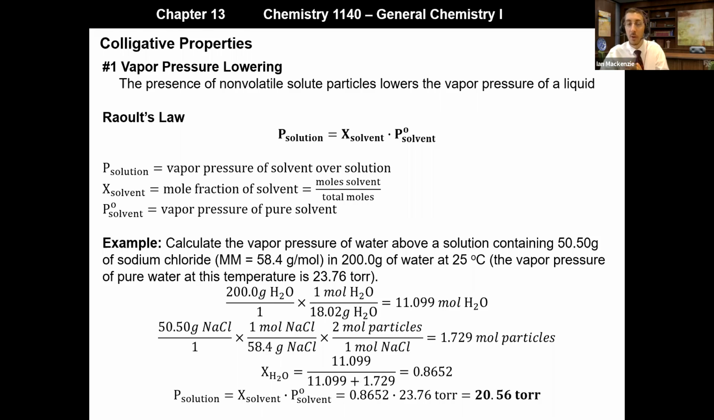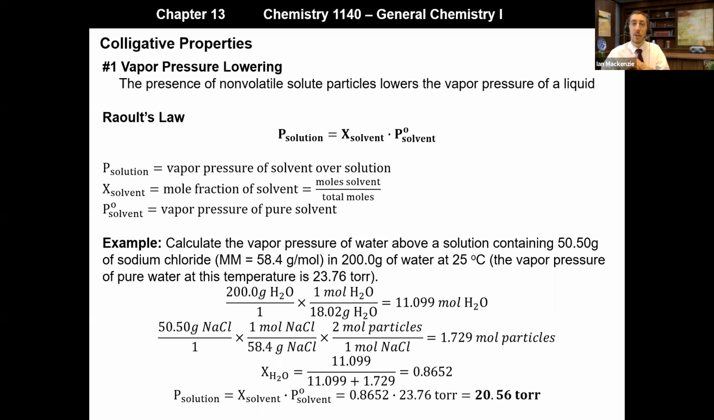Substitute that in now, and we notice that my partial pressure of water has decreased from 23.76 torr down to only 20.56 torr. So this is how we would use Raoult's law to calculate vapor pressure, or if we were given the vapor pressure of the solution and vapor pressure of the solvent, we could figure out the mole fraction, etc. But this is our first colligative property.